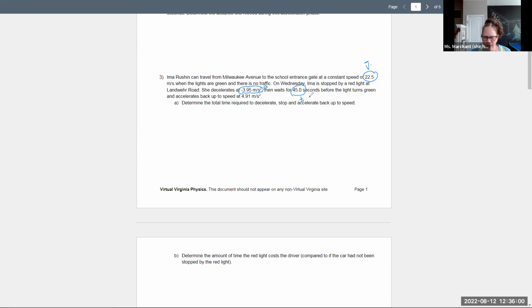So that I'm going to say time, and then I'm going to use subscripts, time stopped. Hey, you can use whatever you want for there, but just use something to indicate that is when they're stopped, not when they're decelerating and not when they're accelerating again. Okay, so I'm going to say acceleration 1 and acceleration 2 to help that. Determine the total time required to decelerate, stop, and accelerate again. Okay, so the time is going to include, sorry, I put a lowercase t there, time of decel plus time of stopped plus time of accelerate.